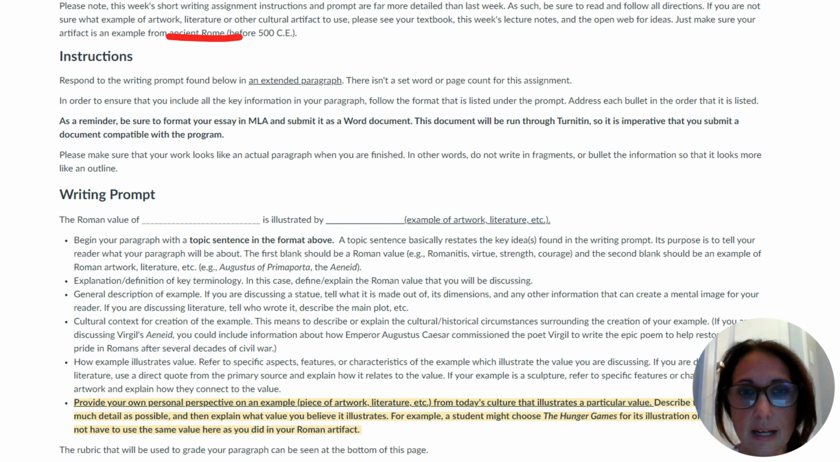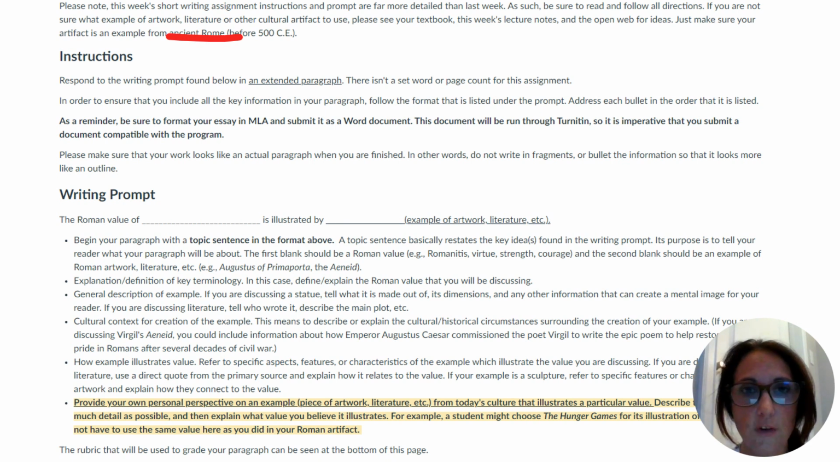I'm starting to get some of the Roman values paragraphs in, and I'm finding that they are not meeting the expectations of the assignment. To be fair, there are a lot of directions, so I just want to take a moment to go over some of the expectations so that you are set up for success this week.